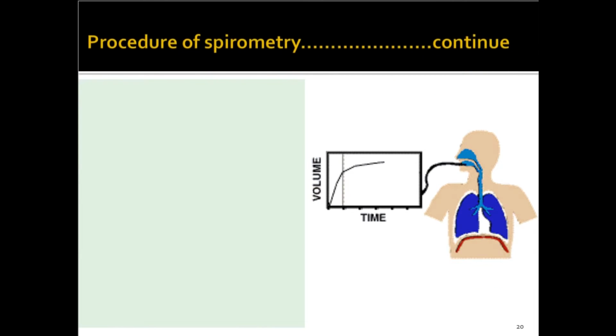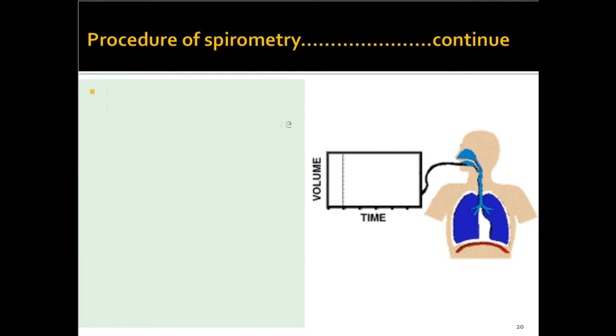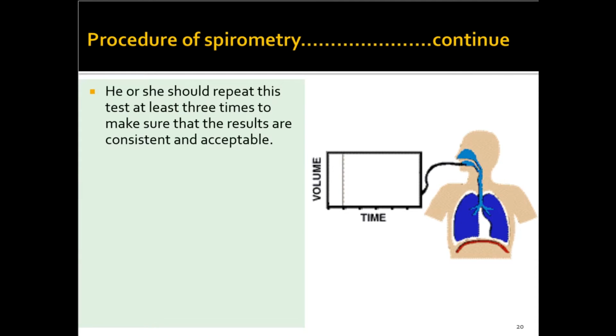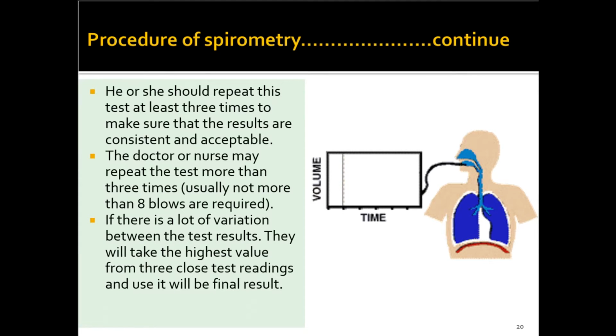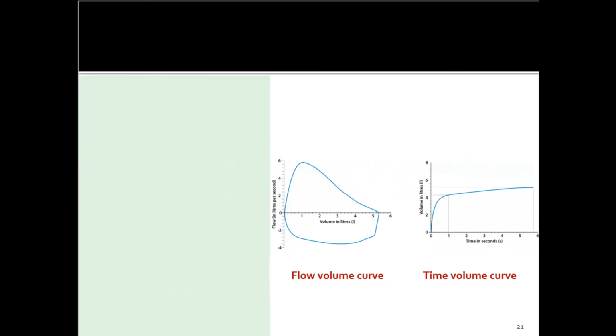Procedure of spirometry continued. He or she should repeat this test at least 3 times to make sure that the results are consistent and acceptable. The doctor or nurse may repeat the test more than 3 times; usually not more than 8 blows are required. If there is a lot of variation between the test results, they will take the highest value from 3 close test readings and use it as the final result.